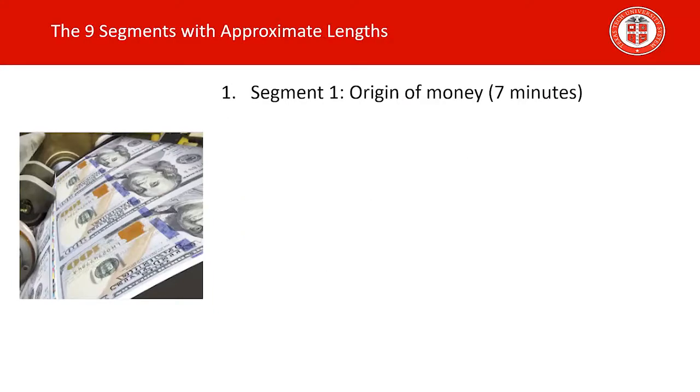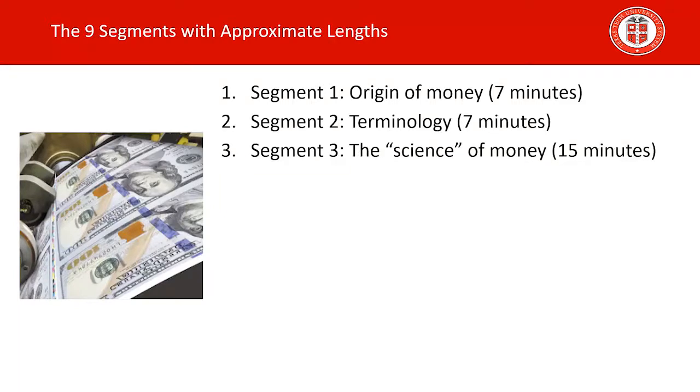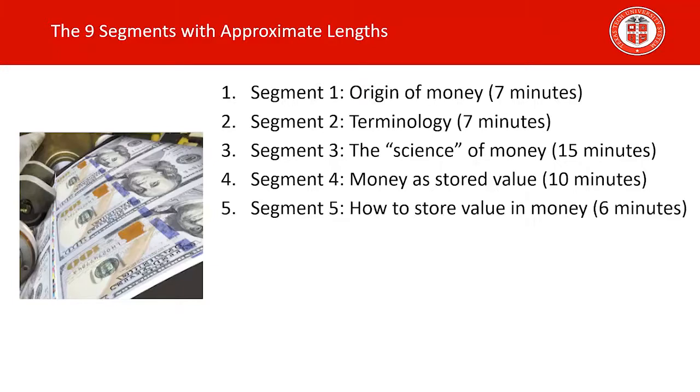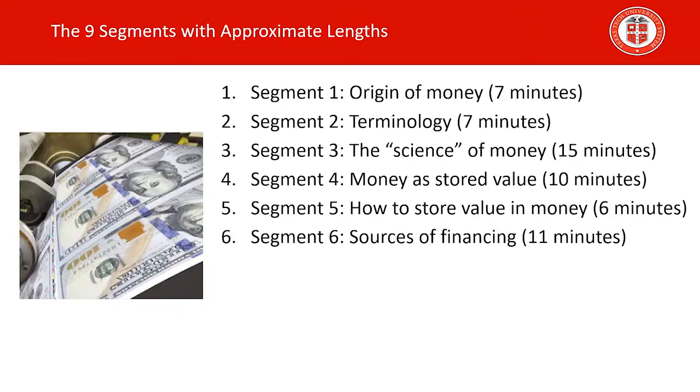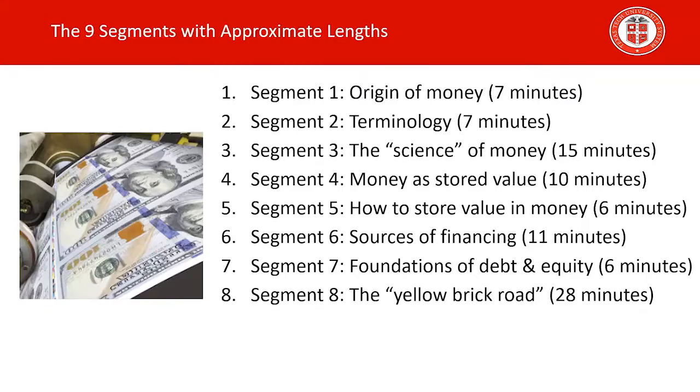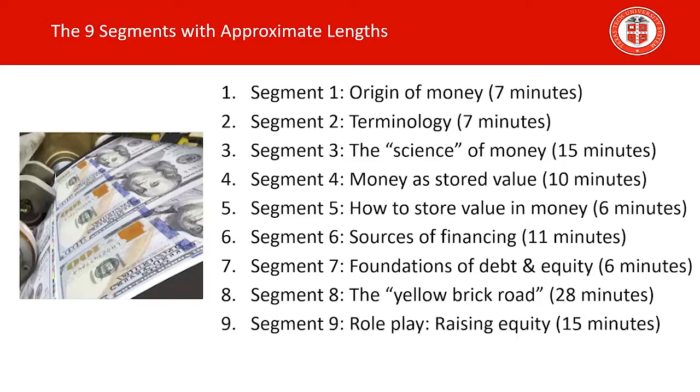The 9 segments with their approximate lengths are: Segment 1, the origin of money; Segment 2, some terminology; Segment 3, the science of money; Segment 4, money as stored value; Segment 5, how to store value in money. Segment 6, sources of financing. Segment 7, the foundations of debt and equity financing. Segment 8, the yellow brick road of commercialization. Segment 9, a role play for raising equity. This is our total of 105 minutes.